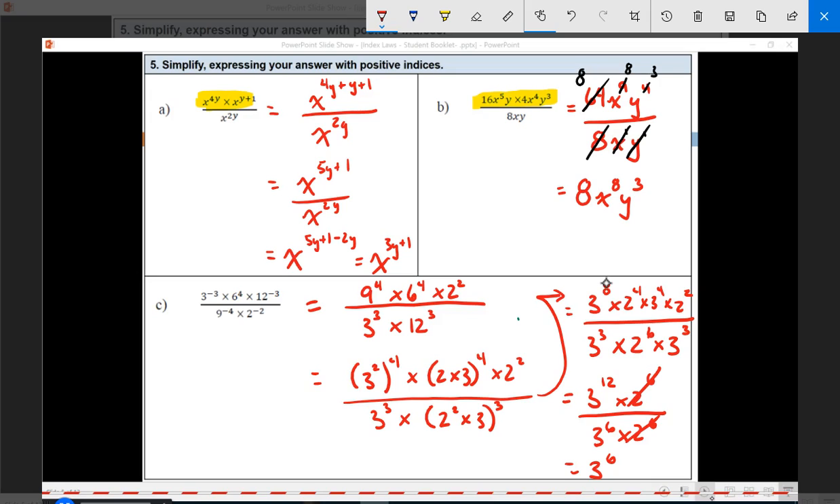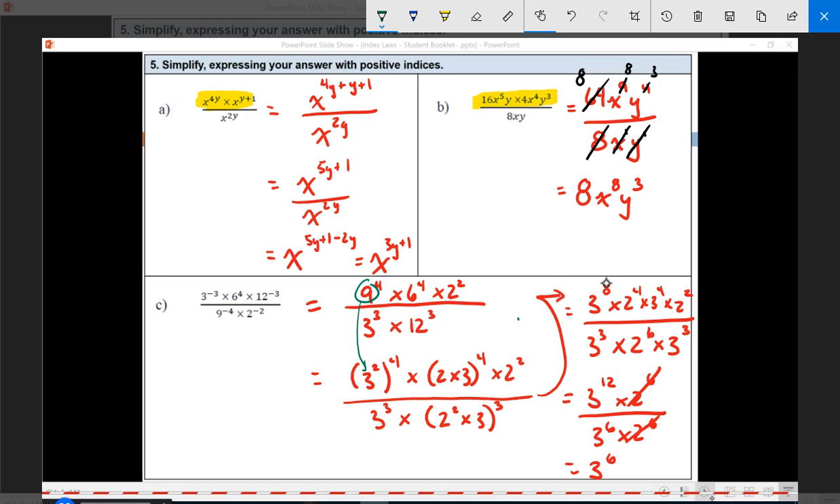Okay, listen. Luca, I want you to stay with me right now. I don't want you doing it that way for this. I want you knowing that the big thing here to know is that to help simplify, you can change things. So I can change 9 to 3 squared. I can break 6 up into 2 times 3 because I want to have like bases. Okay?